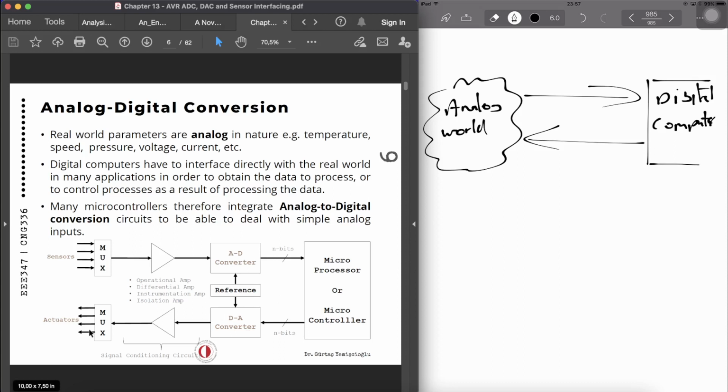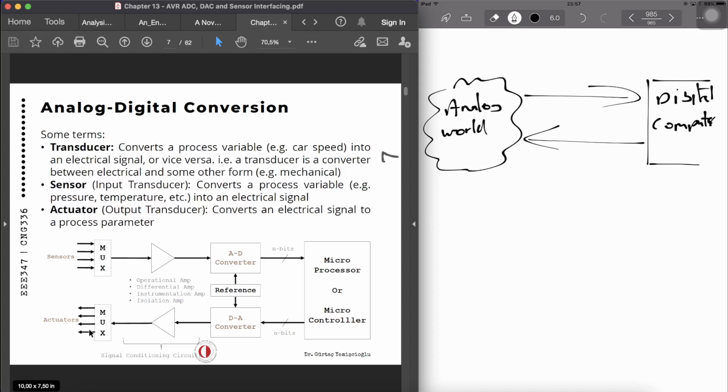Okay, so let's talk about some terms that are used in analog to digital or digital to analog conversion. Transducers is the general name for sensors and actuators, because they can convert a process variable like temperature, speed, or something else into an electrical signal, or vice versa. So it's like a converter between electrical and maybe mechanical or something else.